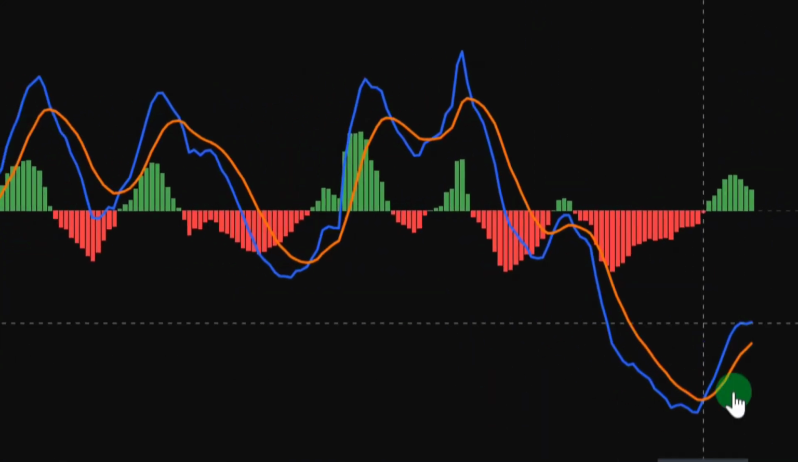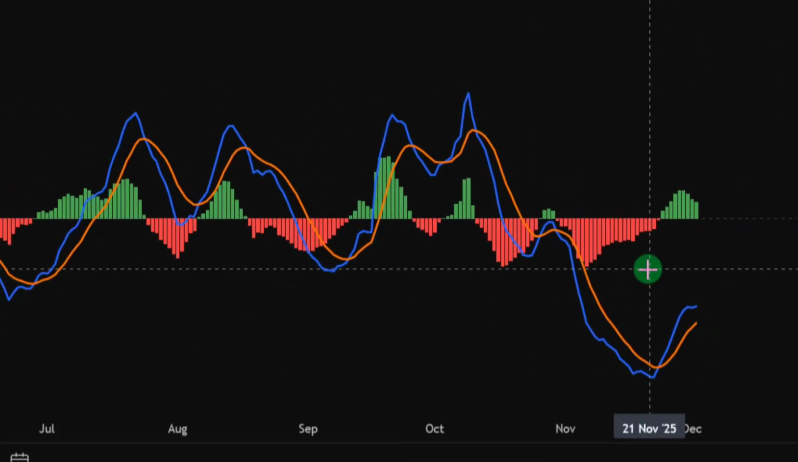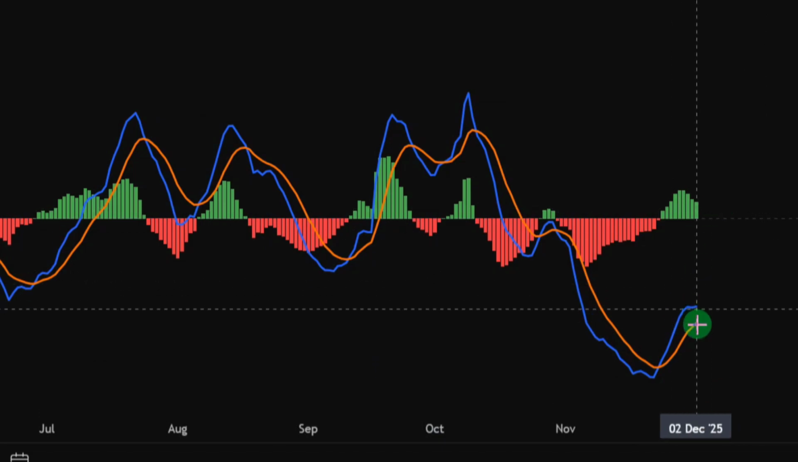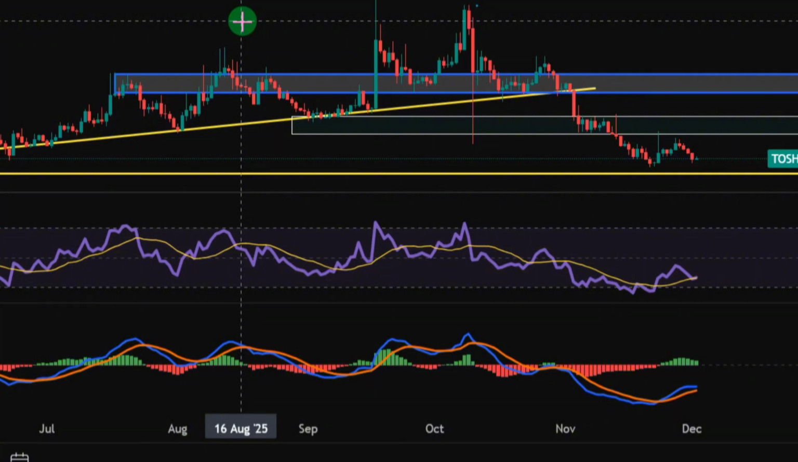The MACD indicator: the MACD line is currently crossed above the signal line, indicating a bullish momentum for the price of the asset, so we should even expect a further push of price from the current zone which we are currently at right now to the upside.